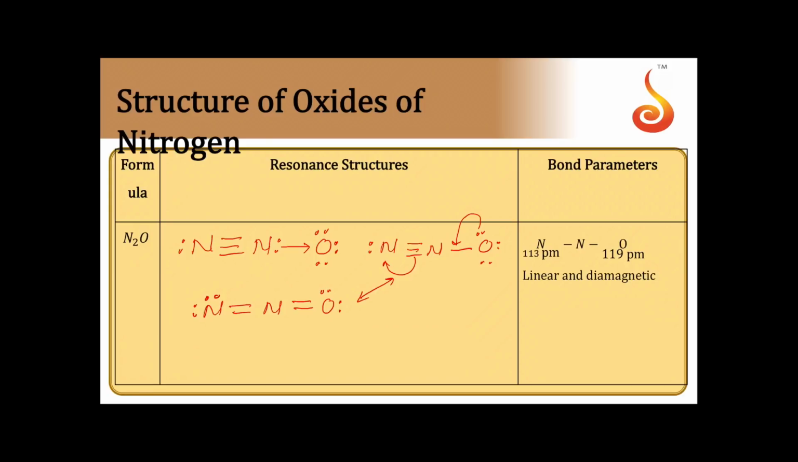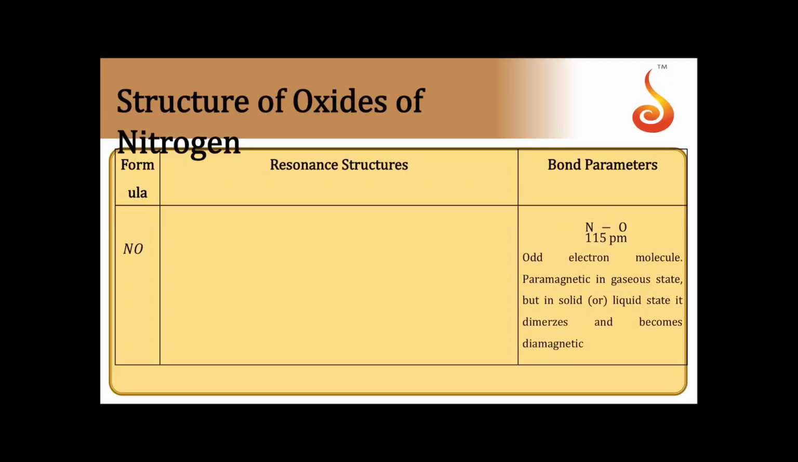When it comes to bond length, the N-N bond length is equal to 1.13 angstrom units, and the N-O bond length is 1.19 angstrom units. The structure will be linear as well as diamagnetic in nature. So bond lengths of N-N and N-O are different here, and these two are the resonating structures of nitrous oxide. Means we write first of all N2 and put a coordinate covalent bond towards the oxygen. Then we get the corresponding nitrous oxide structure.